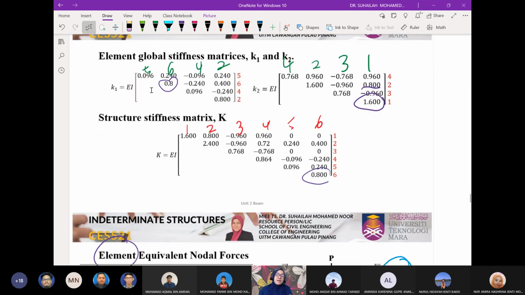Okay, for example, we get K1 and K2. K1 and K2 have a 4 by 4 matrix because one element consists of 2 nodes and one node consists of 4 degrees of freedom. Four degrees of freedom per element, so that is why the element stiffness matrix is 4 by 4. It is fixed; for an element it must be 4 by 4.